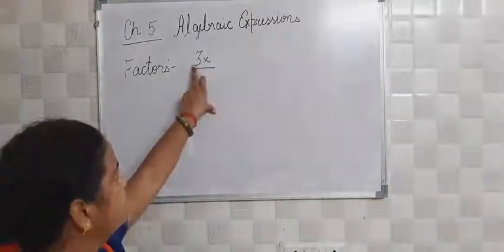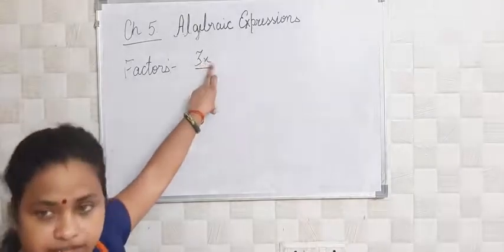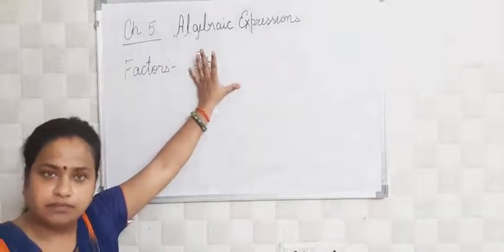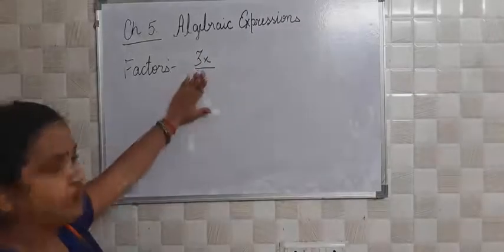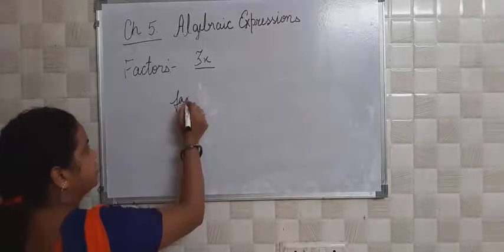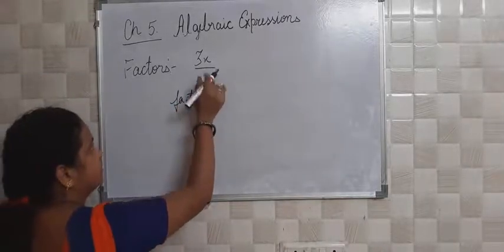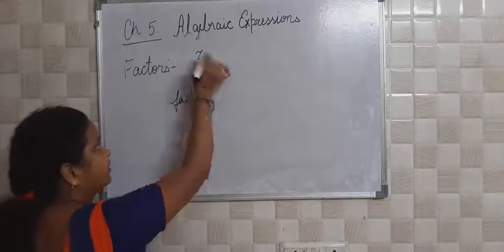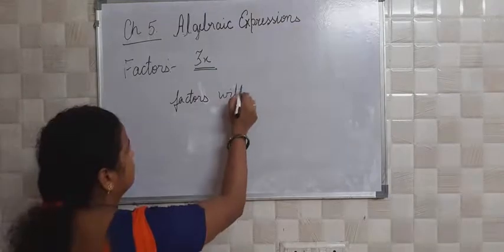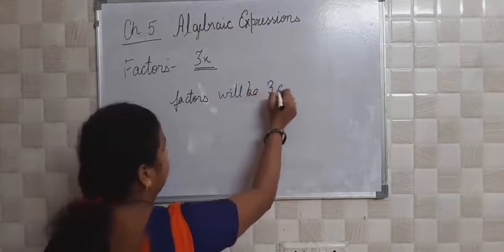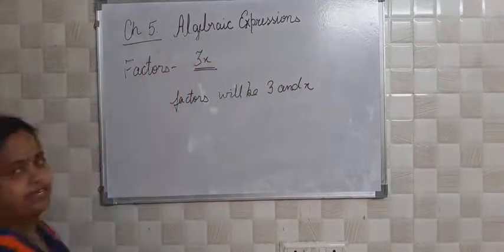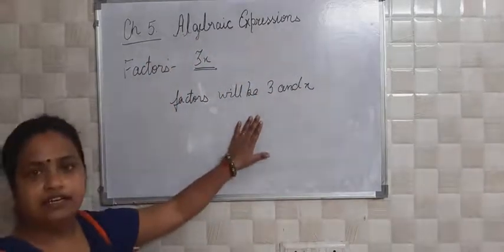So here 3 is a constant term and x is a variable. As both are combined together, it is one term. If we talk about the factors of 3x, the factors of 3x mean by which numbers we multiply to get the product 3x. So here the factors will be 3 and x, meaning 3 and x when multiplied give 3x. So here the factors will be 3 and x.